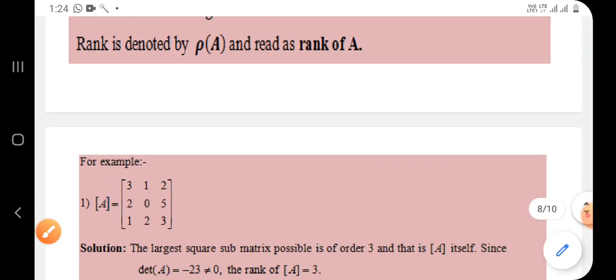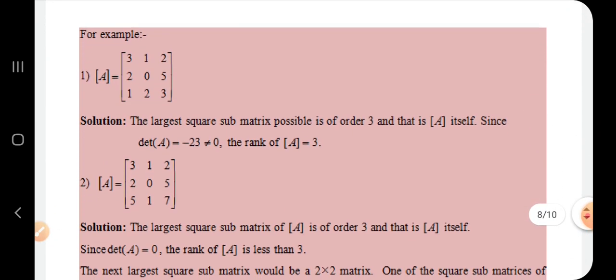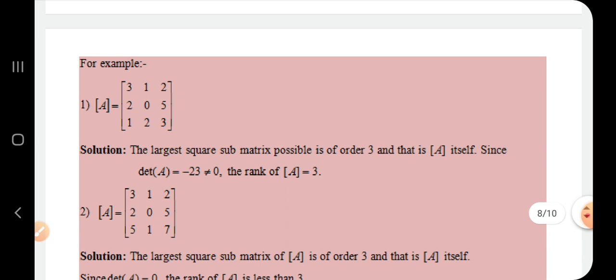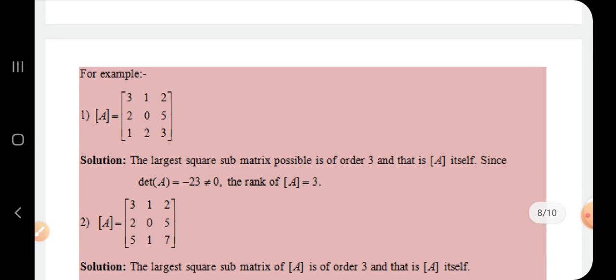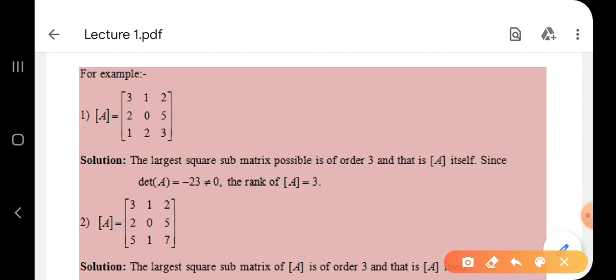Now to understand this concept, we take one example, just an introductory example for understanding purposes. From this example, we will try to understand the concept of rank of a matrix. So here the example is matrix A is equal to 3 1 2, 2 0 5, 1 2 3. So this is our matrix. Now from this example, we don't get any dependent relation, means two rows are the same or one row is a multiple of another. We can't say anything. So what we do, we just find the determinant of this matrix.